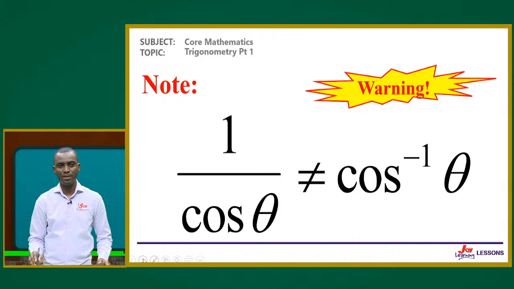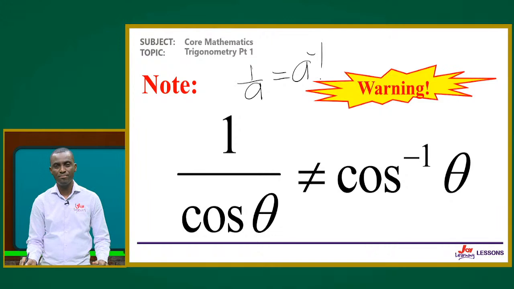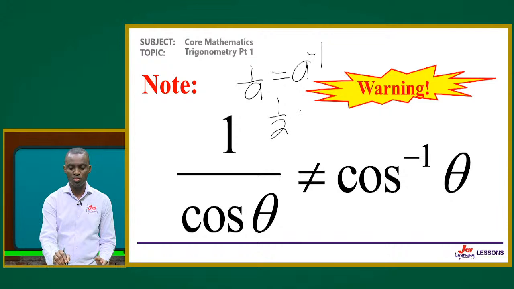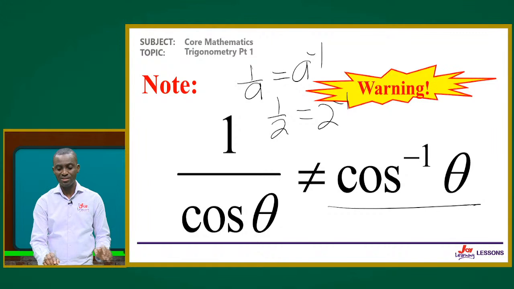Now, before we continue, warning, and the warning is this: 1 over cos theta is not the same as cos inverse of theta. In indices, we know that 1 over a gives us a to the power negative 1, and we can refer to that as an inverse. If I have 1 over 2, it's the same as 2 to the power negative 1. But when we come to trigonometry, 1 over cos is not the same as cos raised to the power negative 1 of that. They are not the same.